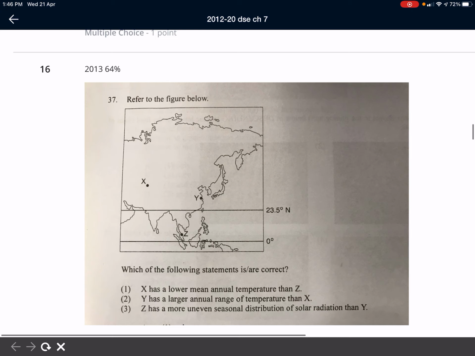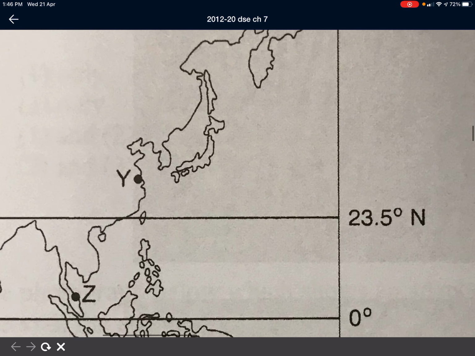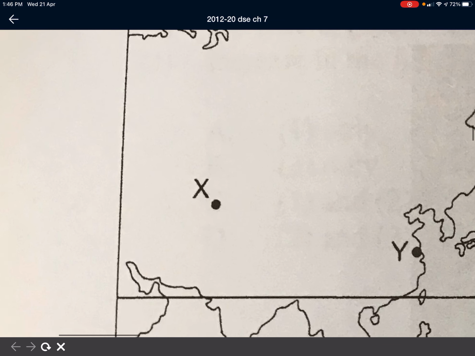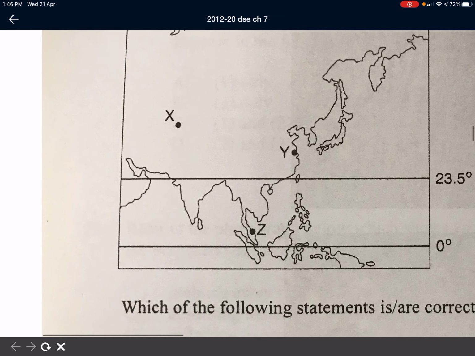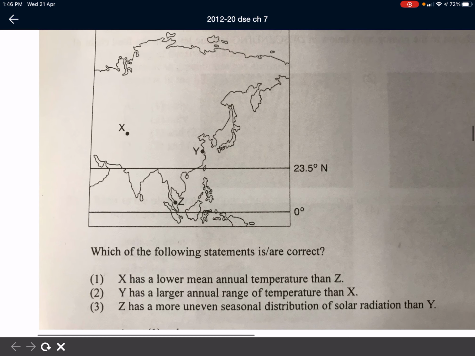Which of the following statements are correct? X is having a lower mean temperature than Z. True, because X is having a higher latitude. Y is having a larger annual range of temperature than X. Wrong, because Y is in the coastal area next to the sea, and X is inland. So X is having a larger temperature range indeed.